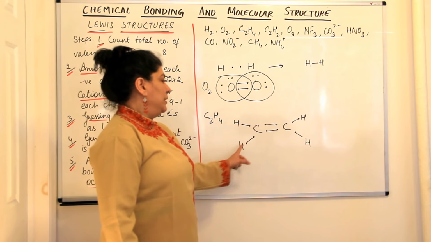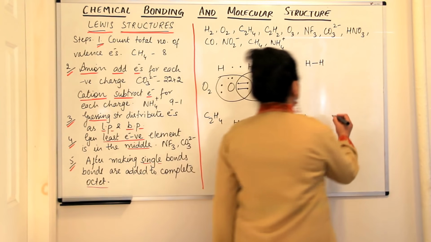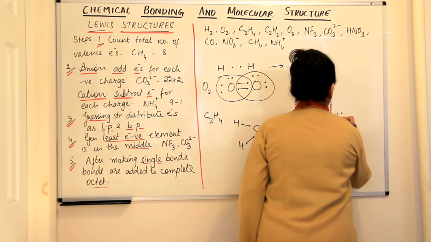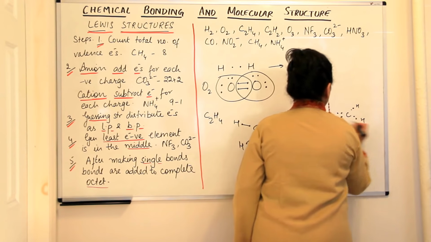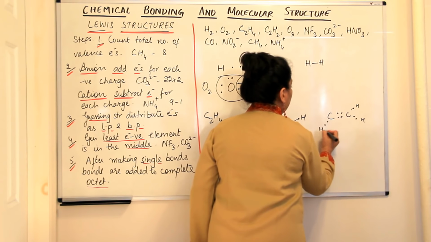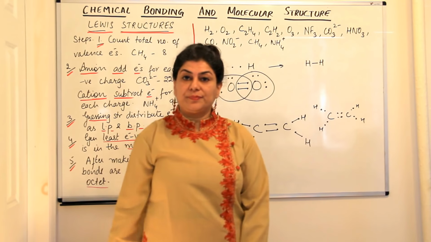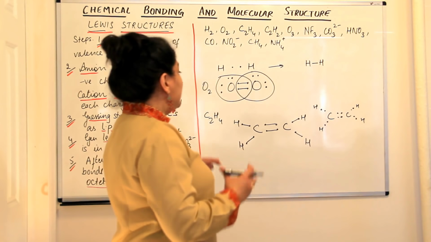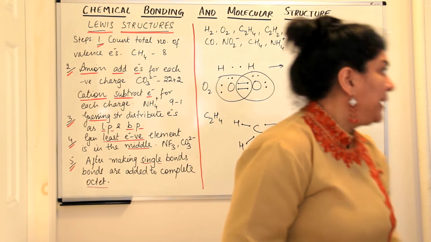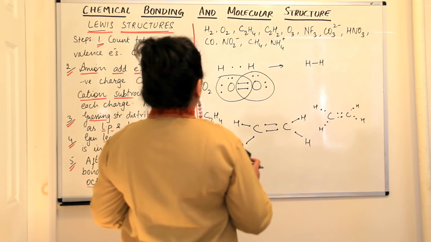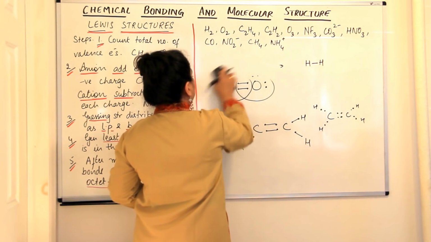If you remove the lines, that would be the Lewis dot structure. That is carbon with two bonds with carbon, a bond with hydrogen here, a bond with hydrogen here, a bond with hydrogen here, and a bond with hydrogen here. Right? So this is how you'll make a molecule of ethene. Let us now come to the next example. After ethene, we have ethyne. So let's make ethyne now.